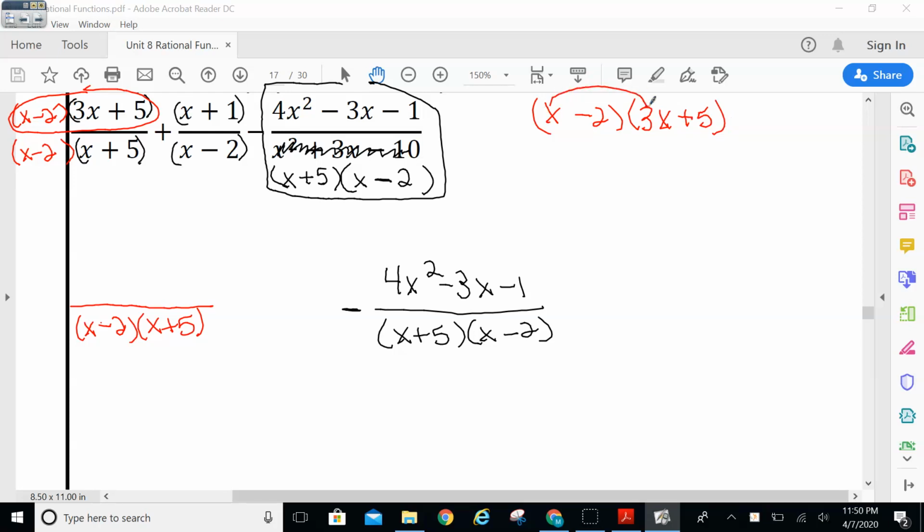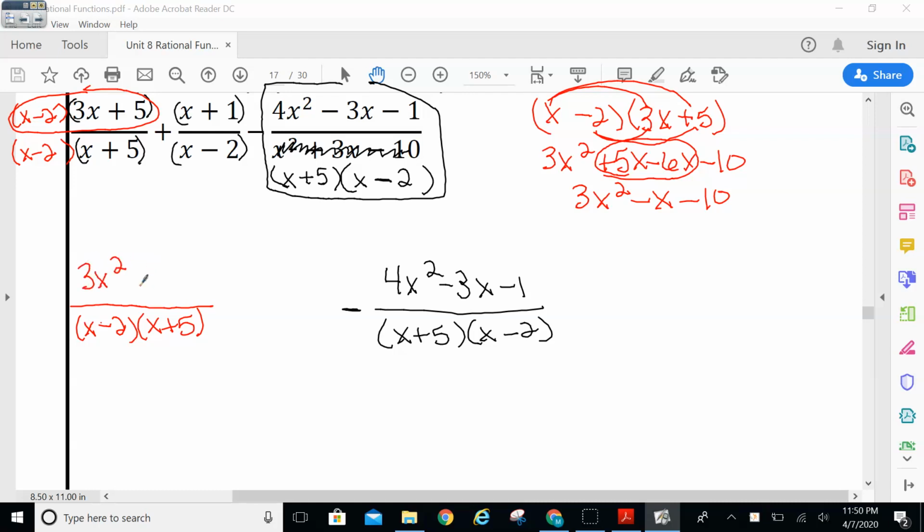So here I get a 3x squared plus 5x minus 6x minus 10. So when I combine my like terms, 3x squared minus x minus 10. So that's what's going to end up going in the numerator for the first fraction. 3x squared minus x minus 10.